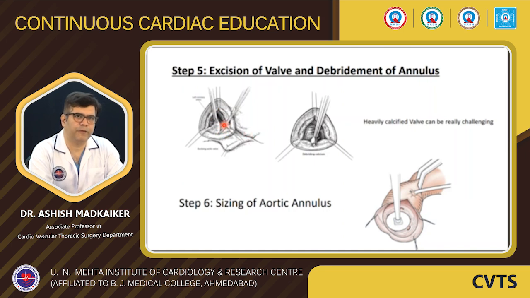Whatever technique we follow, we need to excise the valve without causing major damage to the aorta, to the ventricular muscle, or to the important structures around it, like the membranous septum or the aortomitral continuity. So we should carefully excise this valve. Sometimes a heavily calcified valve might be a real challenge in debridement. Debriding calcium is important so as to prevent any paravalvular leak if we don't debride it properly.